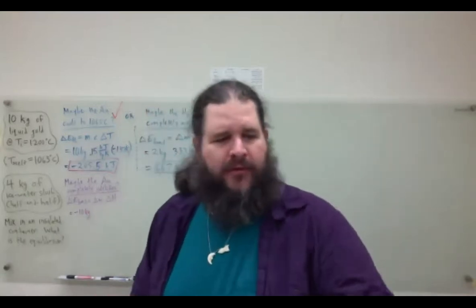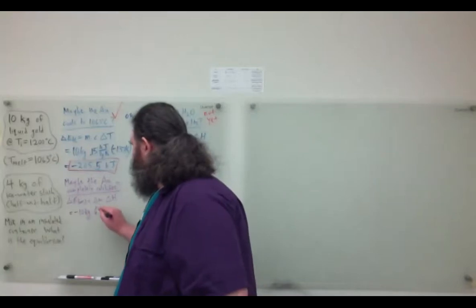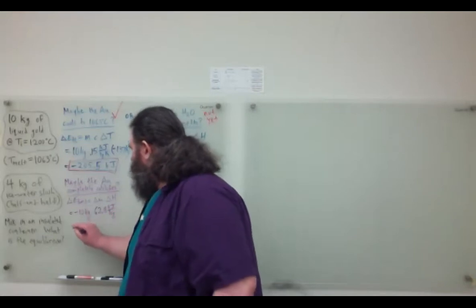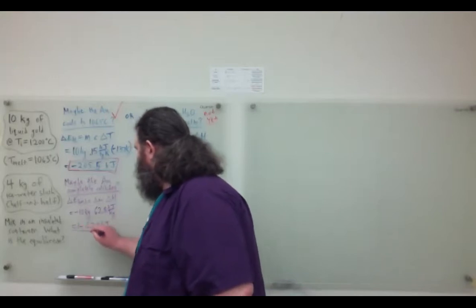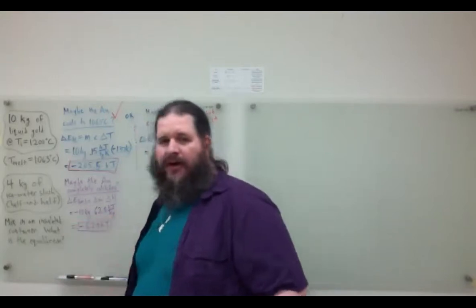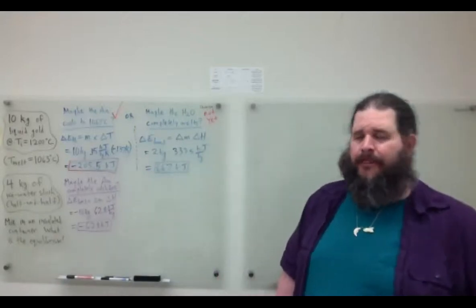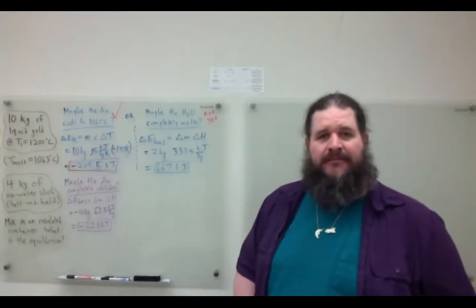And then delta H for gold solidifying is 62.8 kilojoules per kilogram. Multiply those, we get negative 628 kilojoules. So that means it would take a loss of 628 kilojoules of energy to completely solidify the gold. Can the water contribute that much energy?